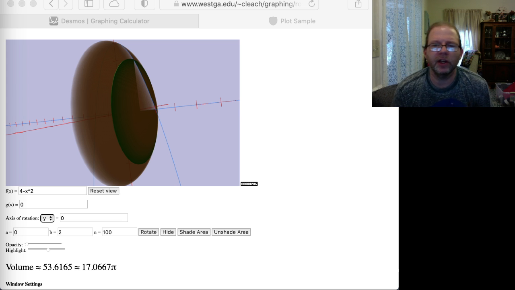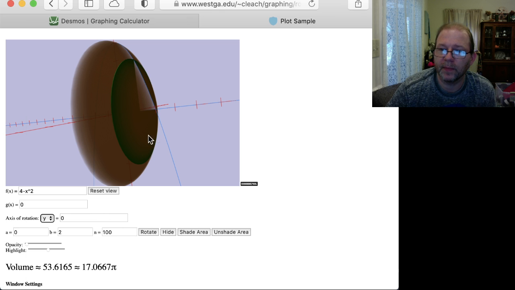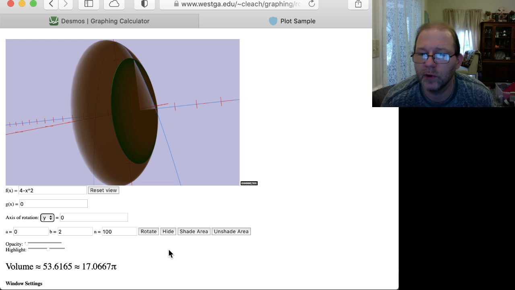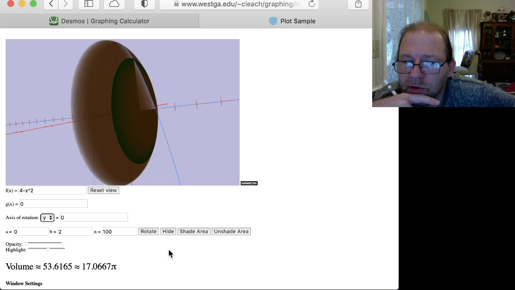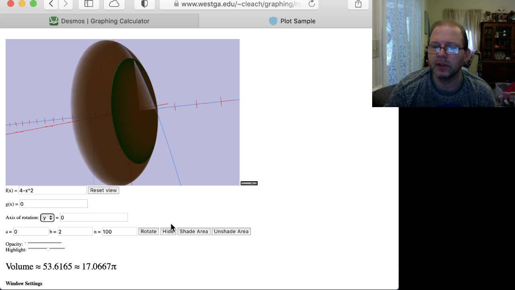Now, one thing, I wrote this page in JavaScript and Three.js. The way that this page actually computes that volume is not using the same method we just used. It's actually doing it numerically by finding the volumes of all 100 of these disks and adding them up. Every one of those disks would have a width of 2 divided by 100. So what, 50th? But anyway, that's what the window does.